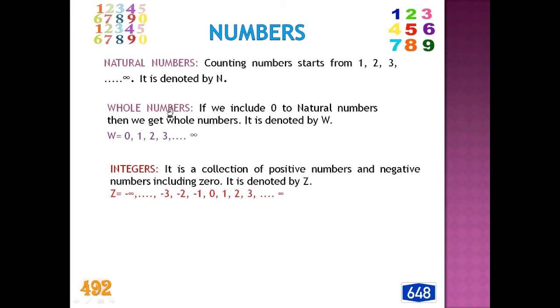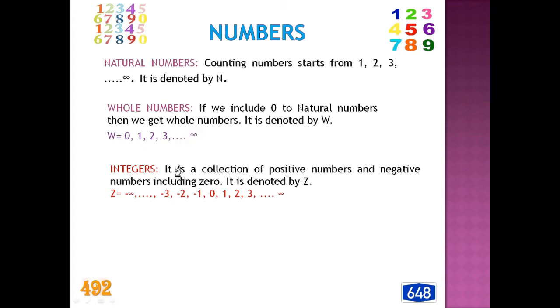Next type, whole numbers. Just include 0 to the natural numbers, then you get the whole numbers. So W equals 0, 1, 2, 3, and it goes on up to infinity. Infinite means unlimited or countless.